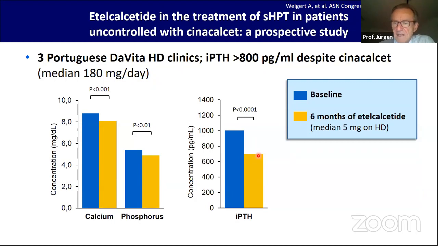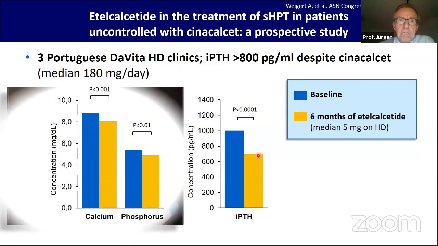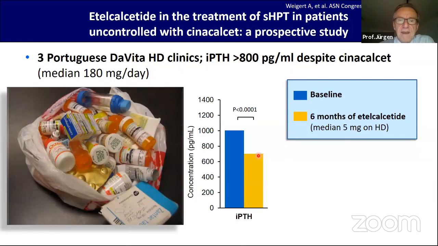So the immediate explanation is obvious. What did the patient do with cinacalcet? Well, it probably ended there, and it wasn't taken. So that's one of the big benefits of Etelcalcetide, that you inject it. You know it's there because your nurses inject it.